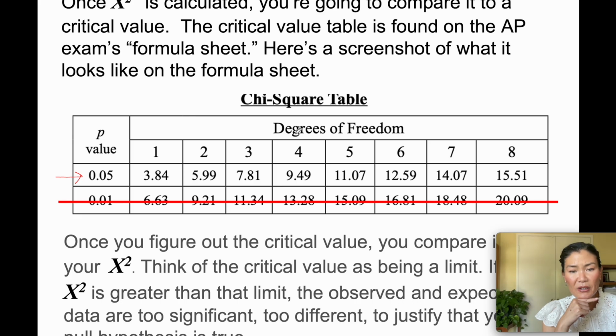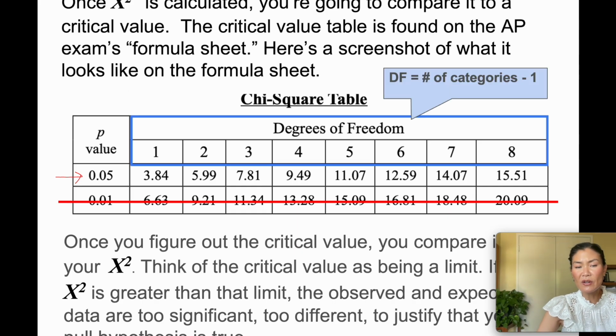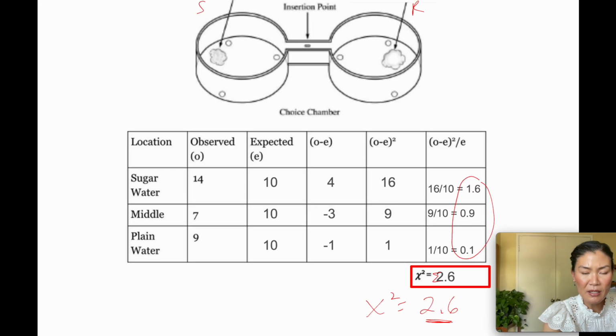And then the next thing you're going to look at is the degrees of freedom. The degrees of freedom is basically the number of categories that you are studying minus 1, okay? So the degrees of freedom is the number of categories minus 1. So going back to our experiment here, there are 3 categories.